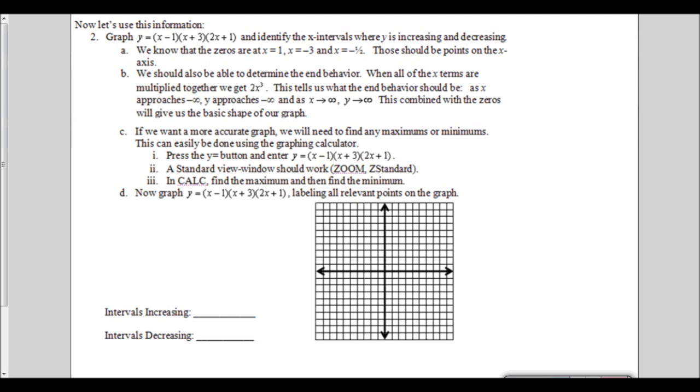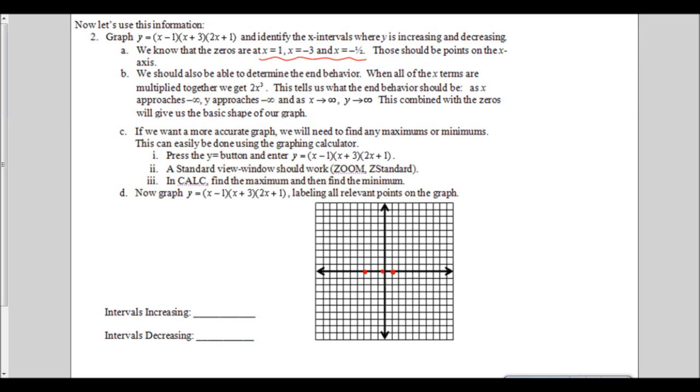So if we wanted to use this information, for number 2 it says to graph that same function and identify the x intervals where y is increasing and decreasing. If we had to graph this by hand, we would know that the 3 zeros that we got when we factored are going to be the 3 x-intercepts. So x equals 1, x equals negative 3, and x equals negative 1/2 all have to be on our function. So they have to be points on the x-axis.